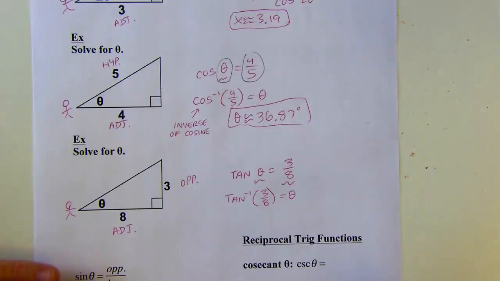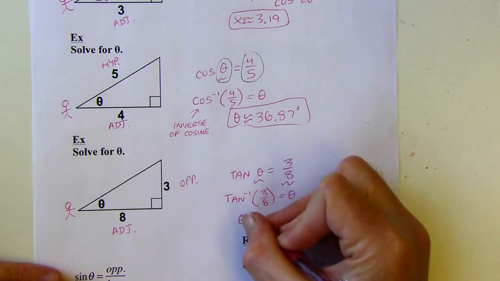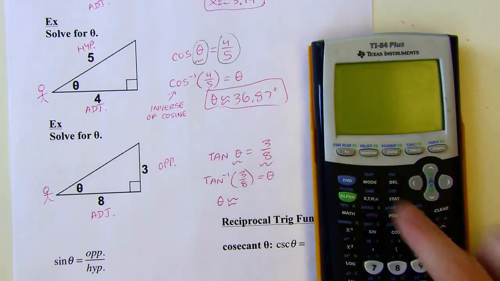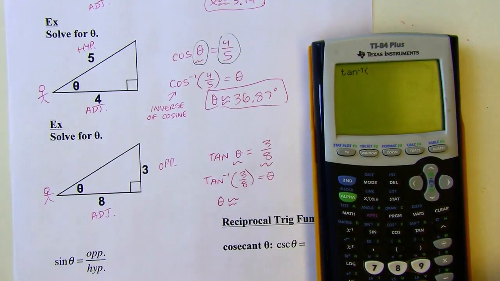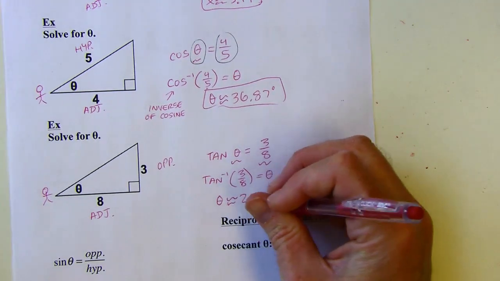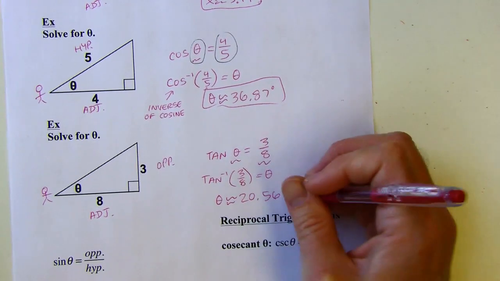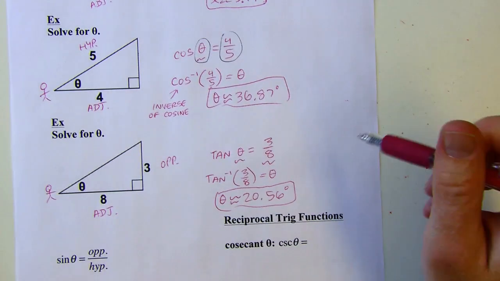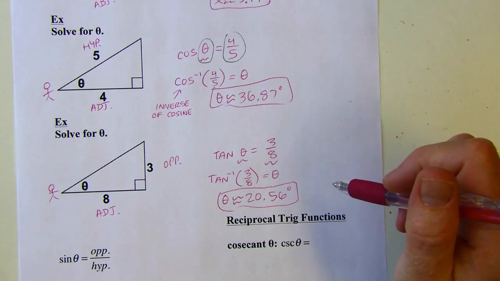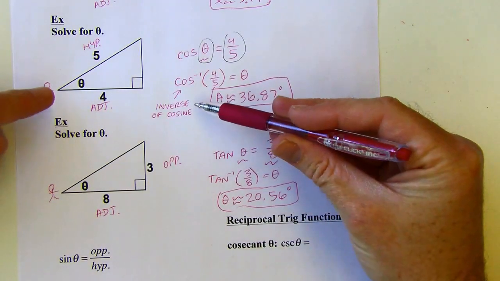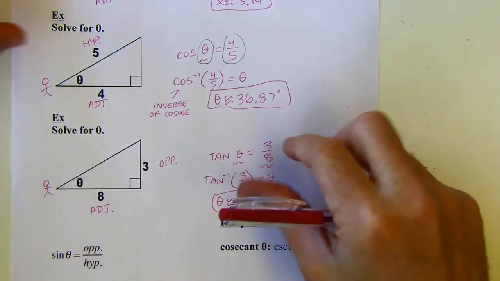And now I've got something that I can plug into my calculator. So just hit second tangent for inverse tangent, and I'm just going to type that in as 3/8 like that, and I've got about 20.56. And that's in degrees, right? I'm measuring in degrees, so I want to put the degree symbol there to show it's degrees, not radians. All right, so that's inverse trig functions when we're finding unknown angles.